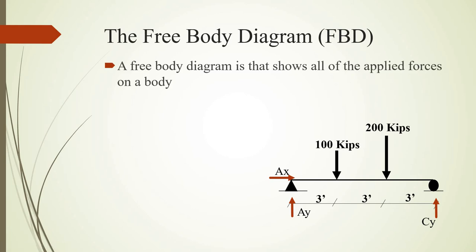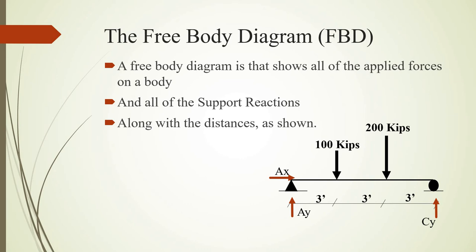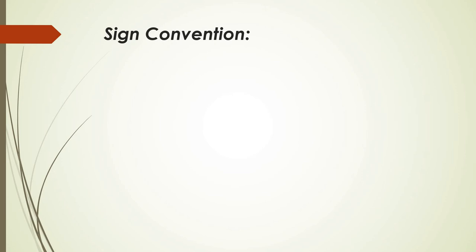So in general, a free body diagram is the one that shows all of the applied forces in the body. Those forces could be the applied forces and the reactions, like I've said already, along with all of the distances as we have shown. Now, you need to know what sign convention we are going to follow when we want to draw the shear force and the bending moment diagram.